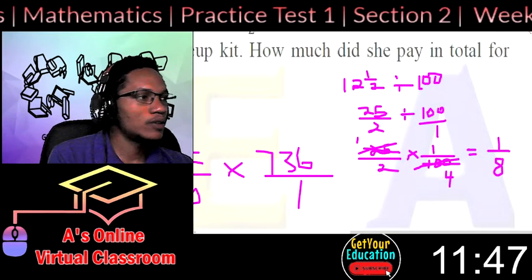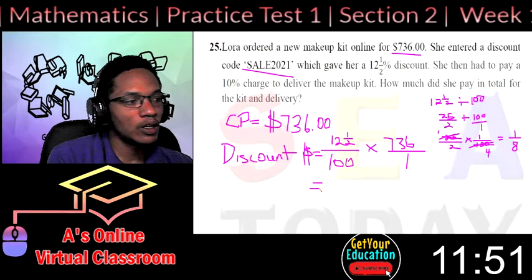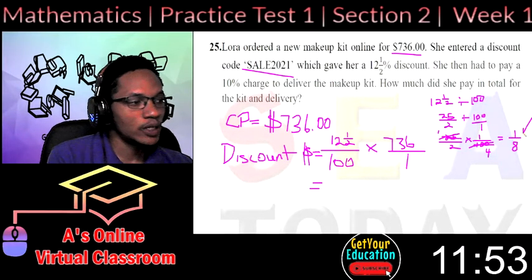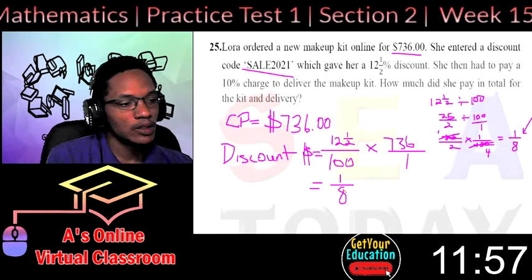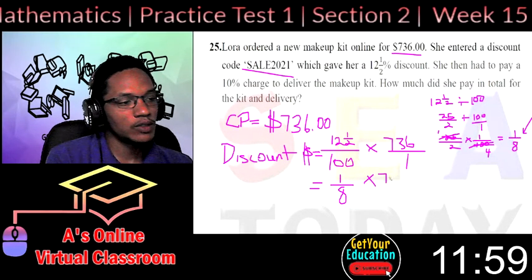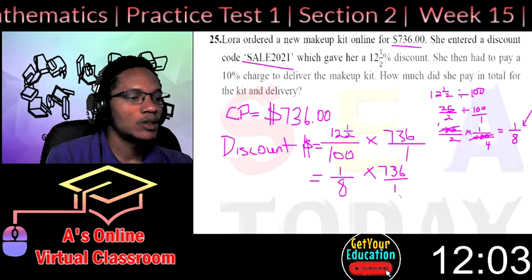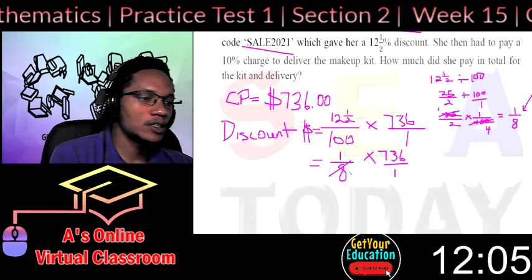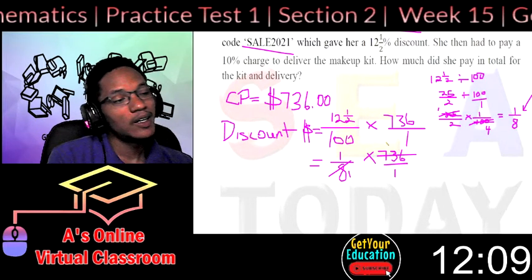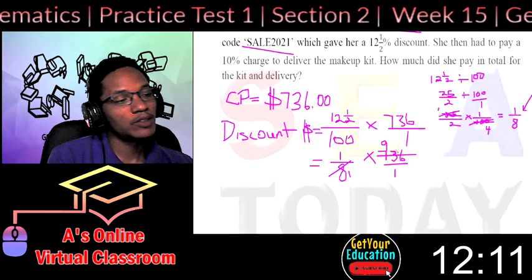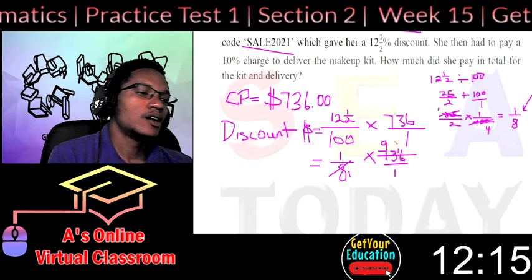So we did all of that so that instead of doing 12.5 over 100, we can do 1 over 8. Because this works out to be 1 over 8. So we multiply that by 736 over 1. And we could reduce that. 8 into 8, 1. 8 into 73, 9 8s are 72, remainder 1. 8 into 16 is 2.